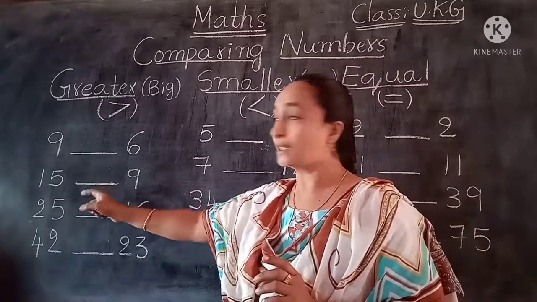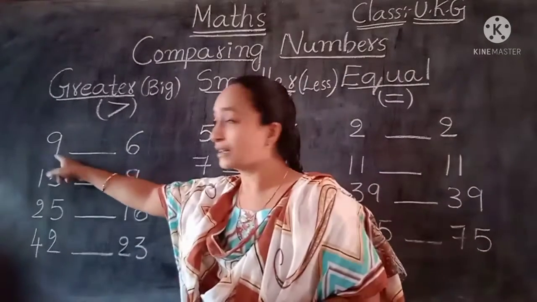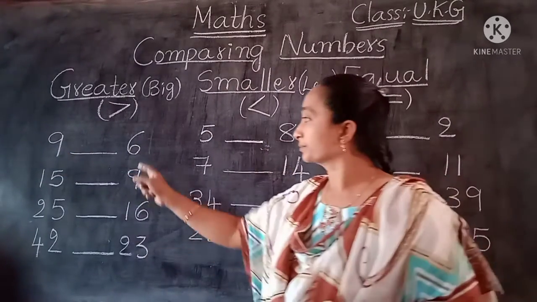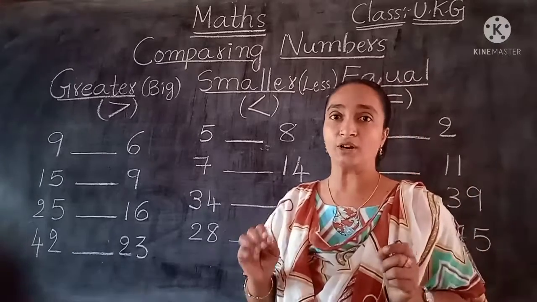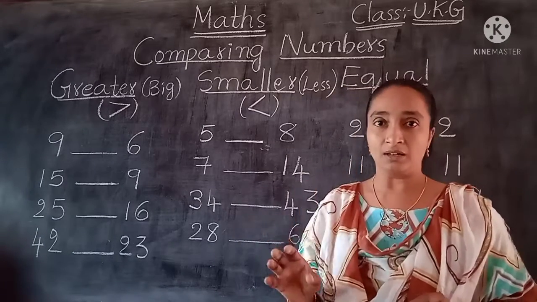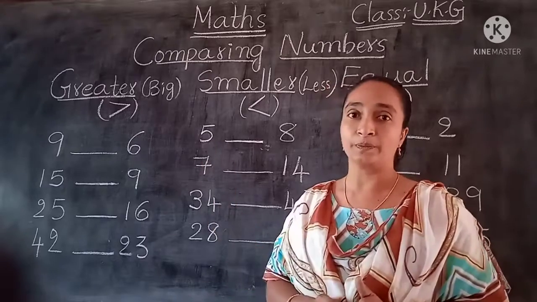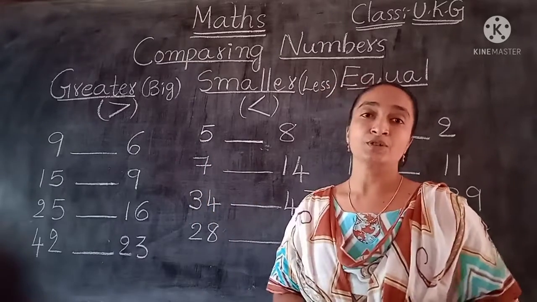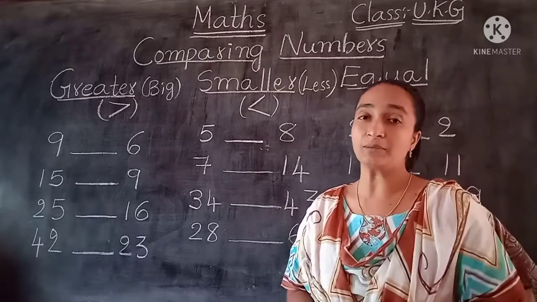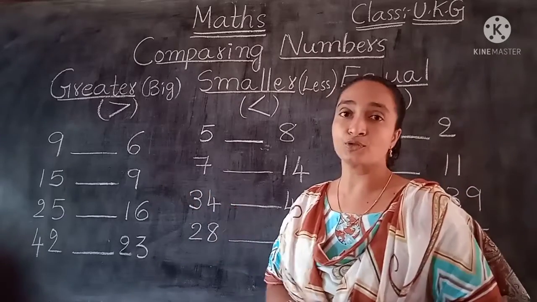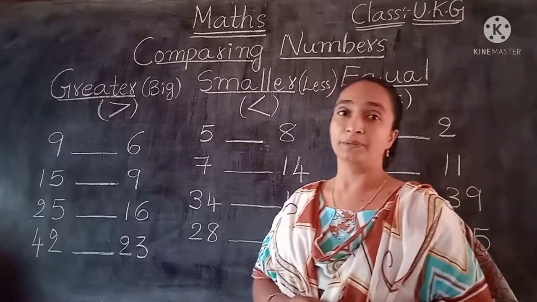Now first, let us see the example. This is 9, a single digit number. This side also 6, a single digit number. It is easy to find out when the numbers are one digit. Both are single digit numbers. So 9 and 6. Which is the big number in that? Yes, of course what you have guessed is correct, children. 9 is the big number.